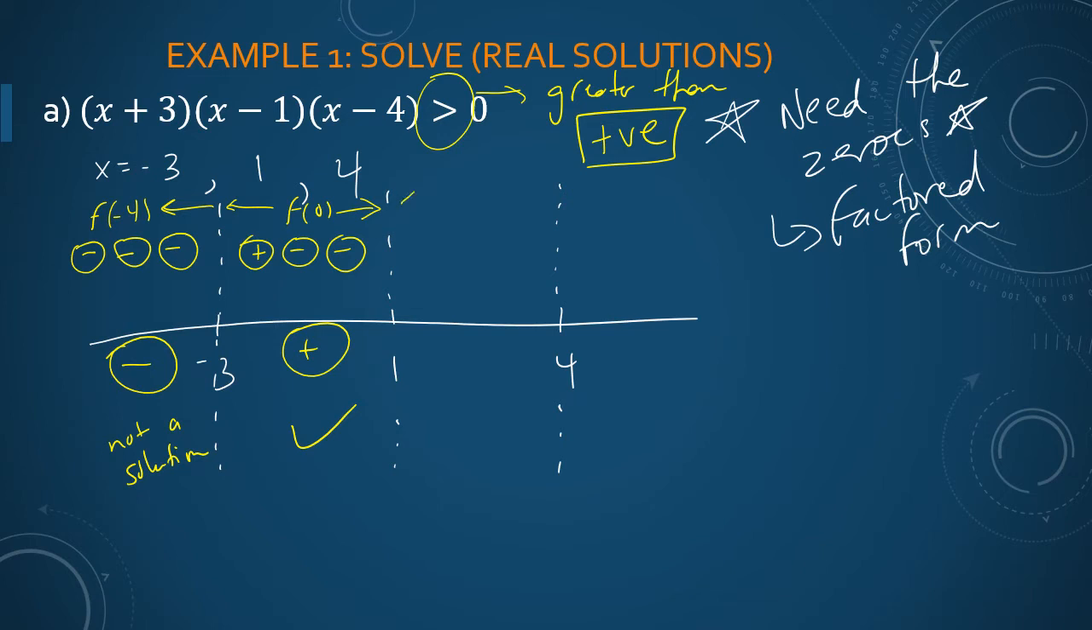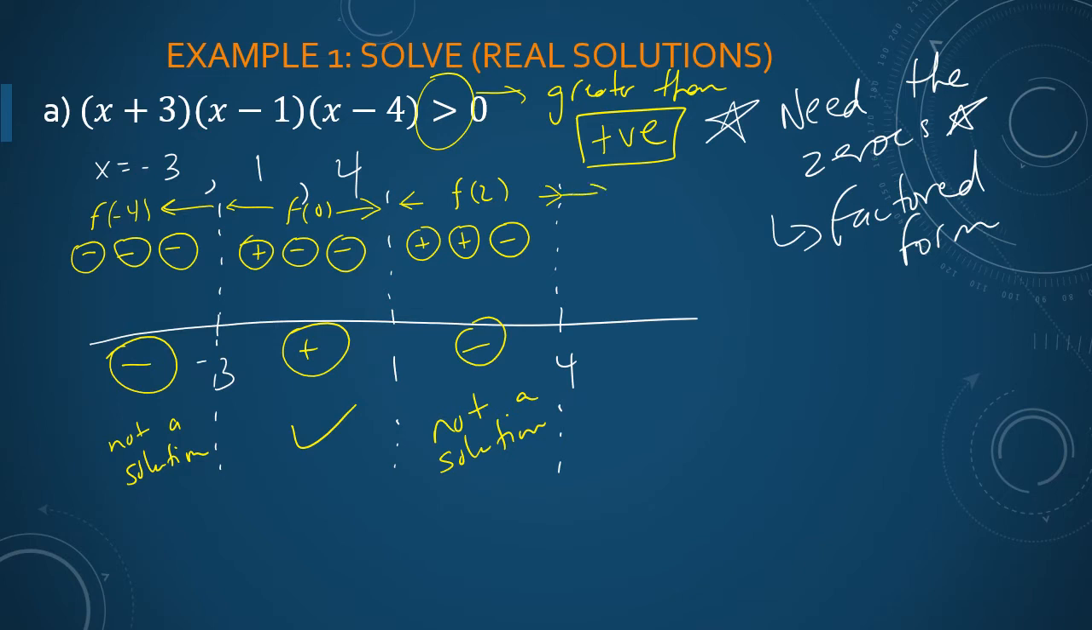Now I want to figure out what happens between here and here. Pick a number between 1 and 4. Let's say 2. 2 plus 3, positive; 2 minus 1, positive; 2 minus 4, negative. Positive times a negative, that is a negative. We don't want that. We want positives, so not a solution.